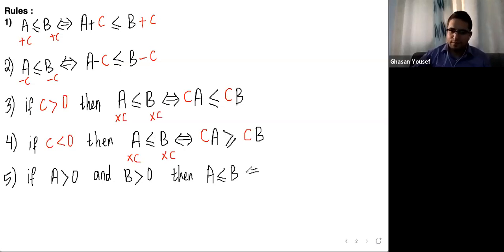Okay, Eric? Here, if both numbers are positive, A is greater than 0 and B is greater than 0, and A is less than or equal to B, then 1 over A is greater than or equal to 1 over B. So when I take the reciprocal of A and B, the sign of the inequality is changed. Here less than or equal, here greater than or equal.